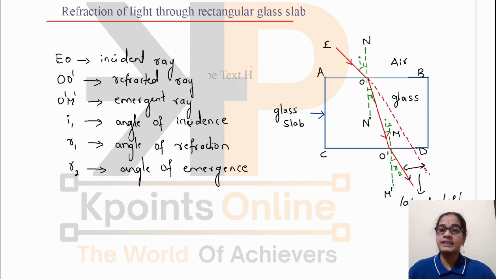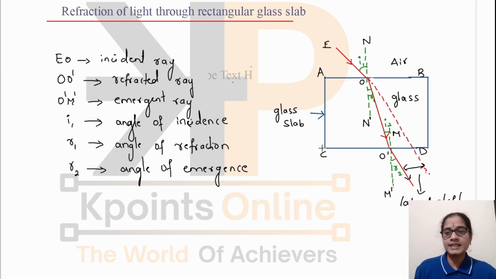My dear students, in the previous session we discussed image formation by spherical mirrors, and we also learnt about the refraction of light. In today's session we are going to learn about spherical lenses and image formation by spherical lenses. And also we have to study the refraction of light through the rectangular glass slab.